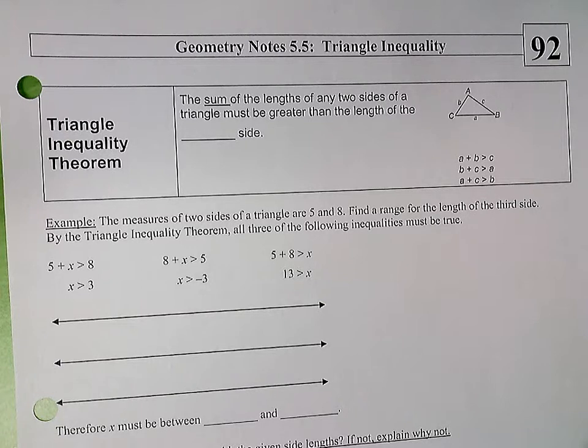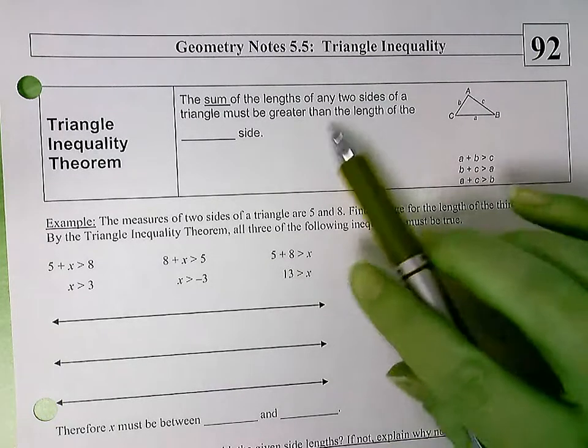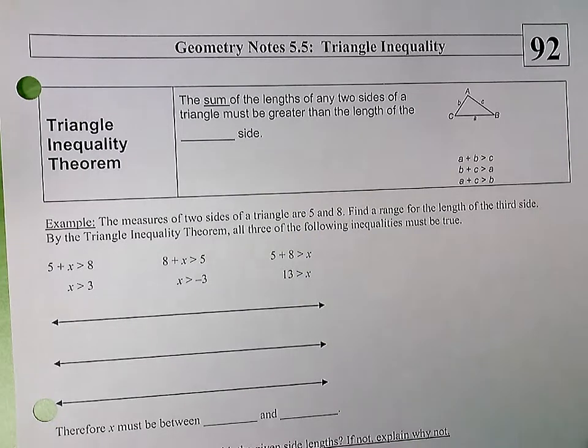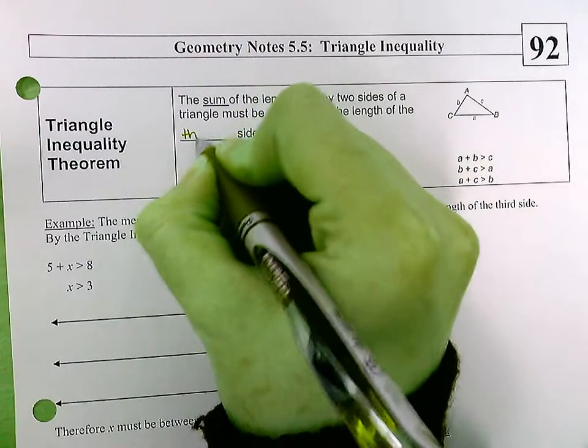All right, so I want to get started so you have time to work on your assignment. Today we're going to go over the triangle inequality theorem. Quiet now. That states the sum of the lengths of any two sides of a triangle must be greater than the length of the third side.